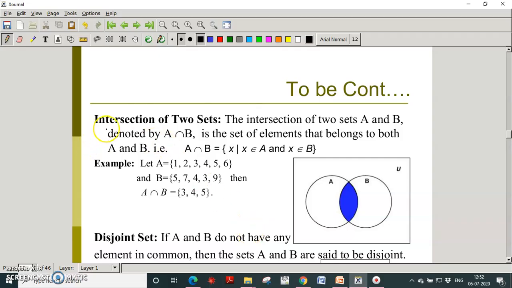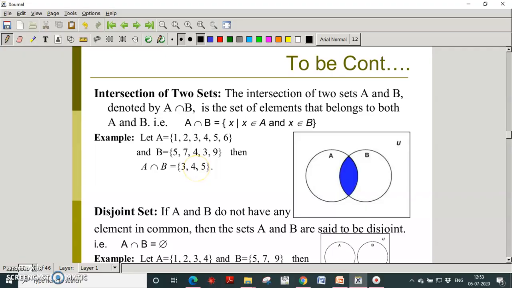Another operation is the intersection of two sets. The intersection of two sets A and B, denoted by A intersection B, is the set of elements that belong to both A and B. Mathematically we can write A intersection B equals {x such that x belongs to A and x belongs to B}, means the common elements.